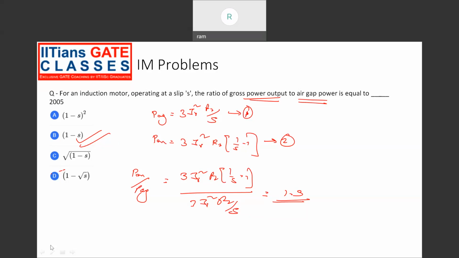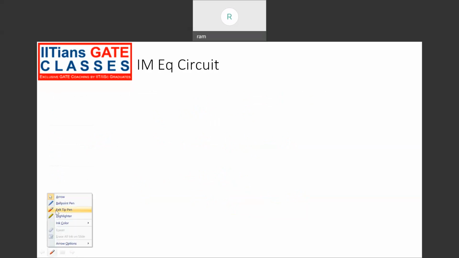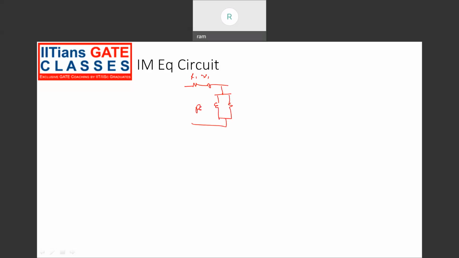Let's go to the next topic, that is the equivalent circuit of an induction machine. The circuit, if you look, is actually similar to that of a transformer circuit. In the primary we have R1, X1, and then the shunt branch parameters XM and RC. Then we have the rotor parameters, that is R2, X2. Then we have our variable resistor, that is R2 into 1 by S minus 1.